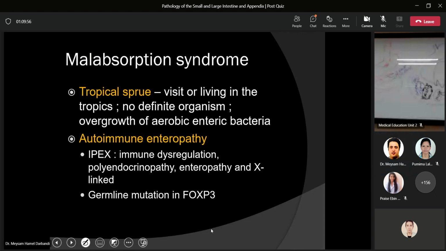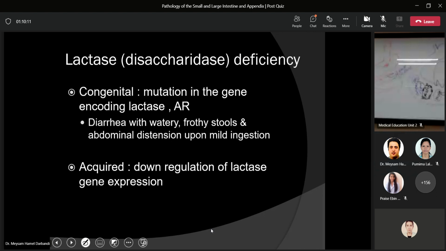Polyendocrinopathy, enteropathy, and X-linked. In the question we might ask about the mutation, right? It's a germline mutation in FOXP3. Lactase deficiency we already mentioned, we already discussed this.